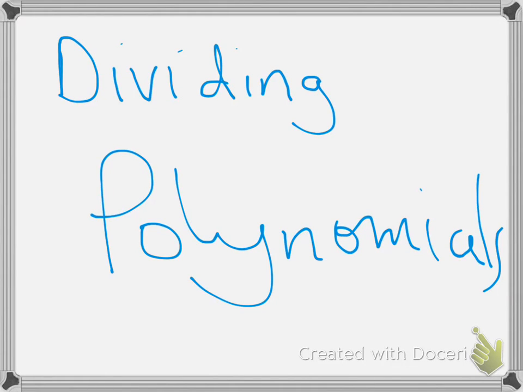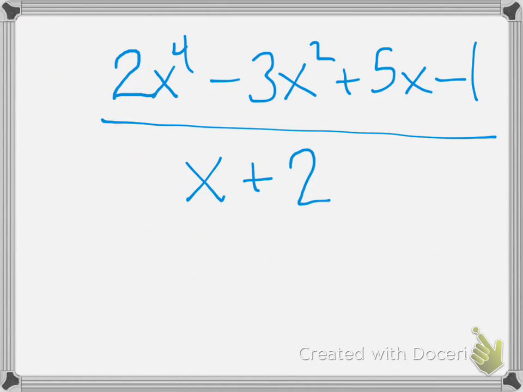So here is a brief tutorial review on dividing polynomials. Suppose that you were asked to divide 2x to the fourth minus 3x squared plus 5x minus 1 by the quantity x plus 2. Now we could use our generic rectangles to do that, or we could use just long division to do that. And I'll show you both ways.